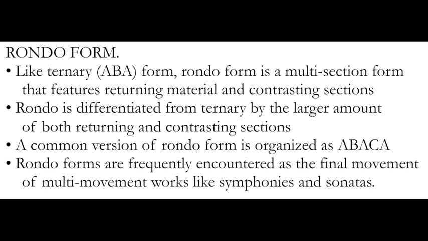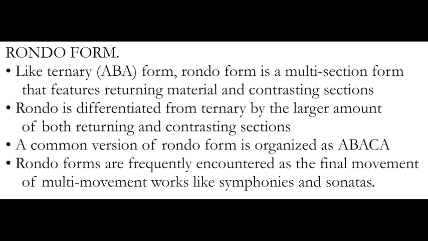Rondo form is perhaps most similar to ternary form, ABA form, a form that we've discussed in the past. Rondo form is a multi-section form that features returning material and contrasting sections. Just like our ternary form, where we have an initial section that has particular musical qualities, we have a contrasting B section, which tends to have a harmonic and motivic departure, and then a return in our returning A section. Rondo form does some similar things.